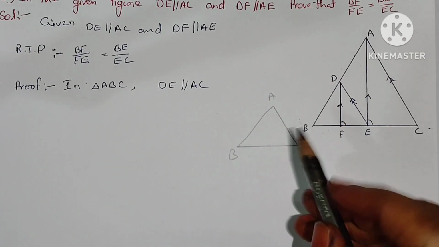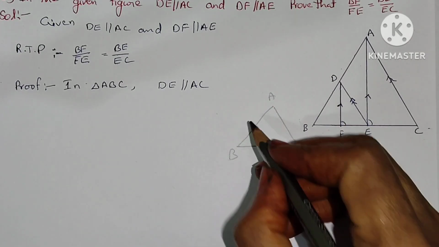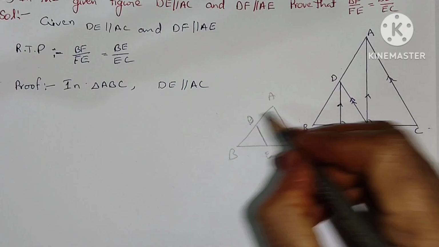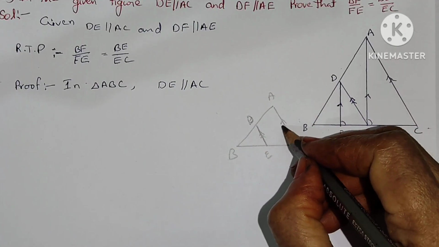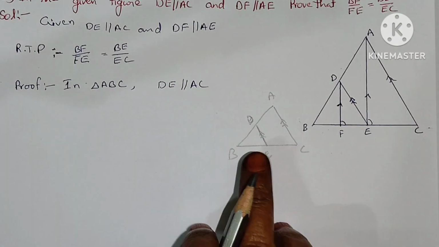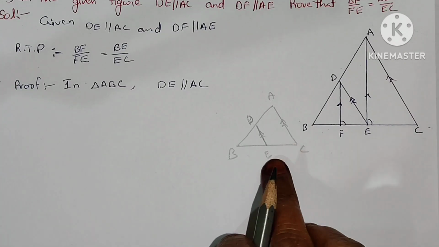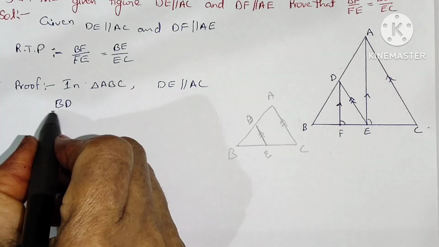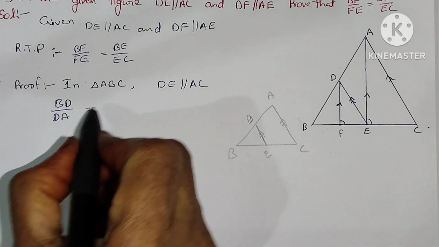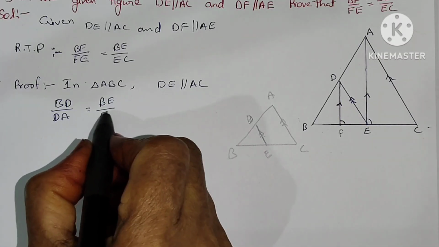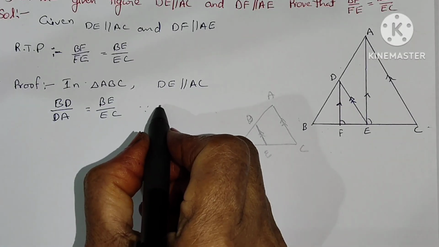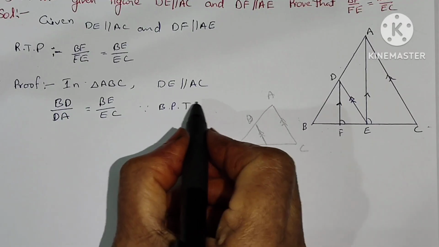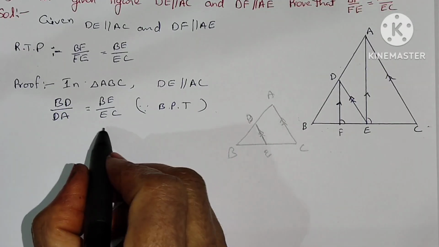ABC, a complete triangle. Here we draw the line DE. These two are parallel, as given in the question, so we use the basic proportionality theorem. BD by DA equals BE by EC, because of the basic proportionality theorem. This is equation 1.